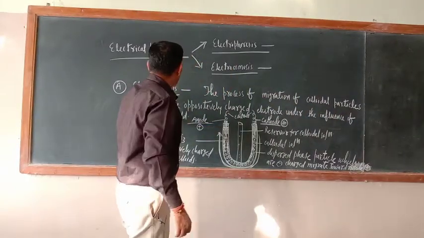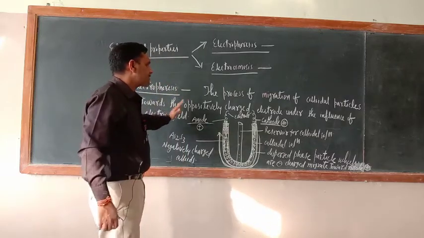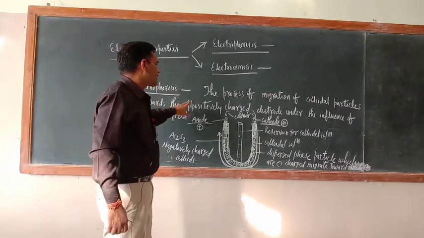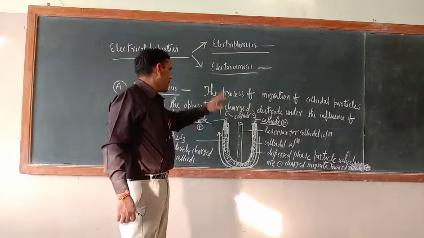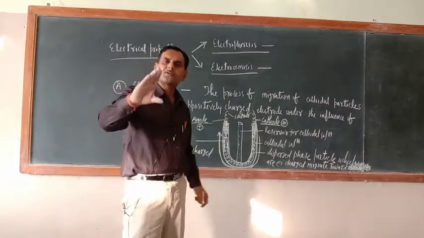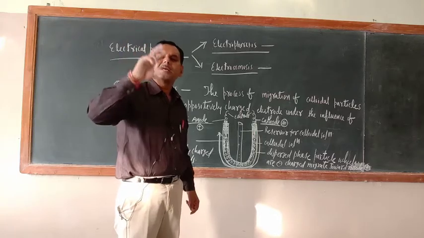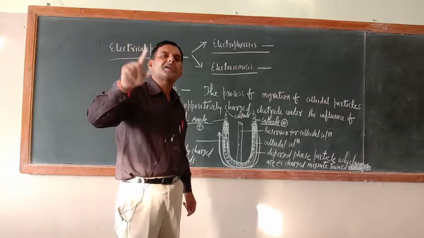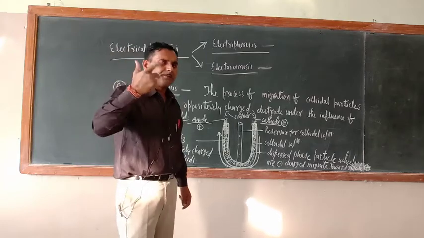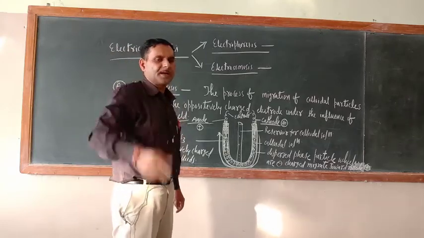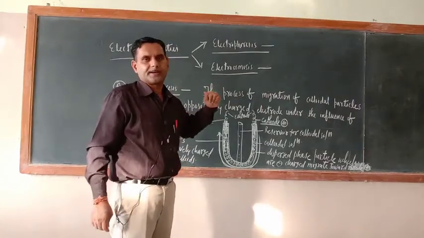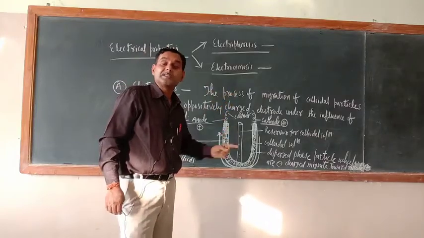So what is the definition of electrophoresis? It is the process of migration of colloidal particles toward the oppositely charged electrode under the influence of an electric field. Always remember, electrophoresis is the phenomenon in which colloidal particles migrate toward the oppositely charged electrode under the influence of electricity. If electricity is there, only then will they migrate. If the electricity supply is not there, they will not migrate.